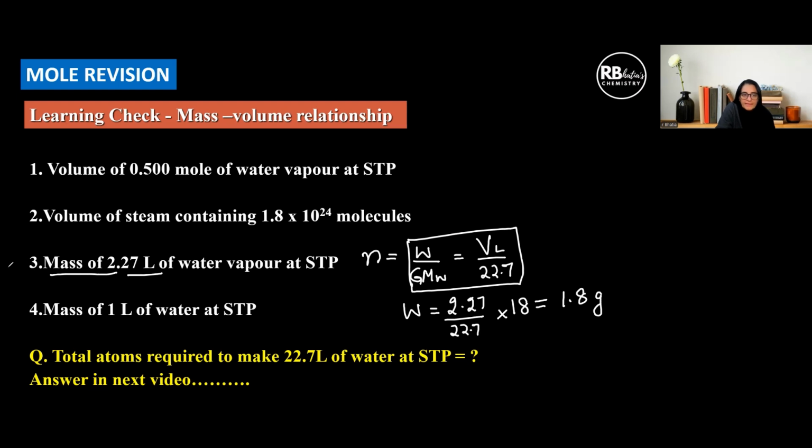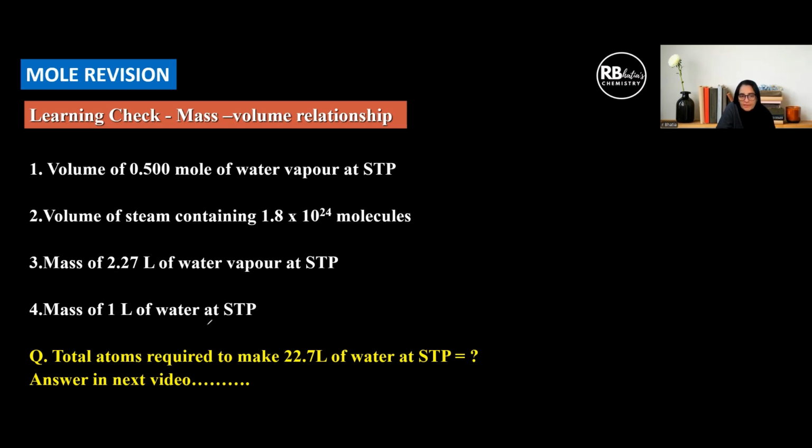Okay. And then next is mass of 1 liter of water vapor at STP. So what is the mass of 1 liter of water vapor at STP? Again the same. Given mass upon gram molecular mass is equal to V liter upon 22.7. So W is what I need. This is 1 liter, this is 22.7, into gram molecular mass, which is 18.